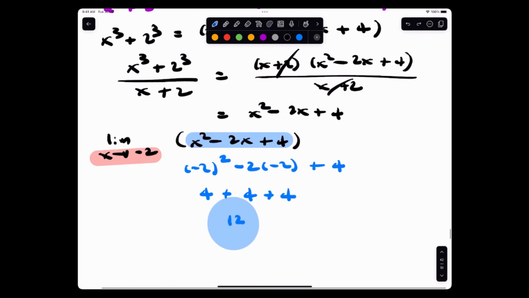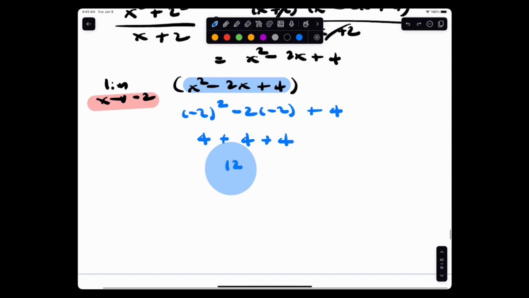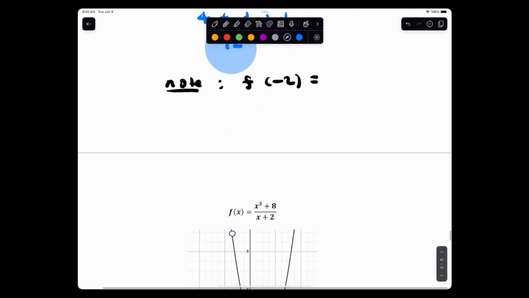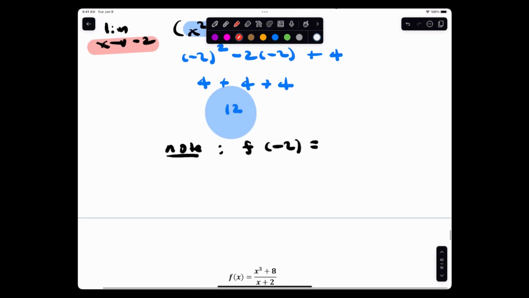Anyway, I'll double check that, but there you go. You're going to have a hole there. So I also want to remind you guys of this. Let's note something here. What is f of negative 2 here? If you try to plug in negative 2, because you have a what here? A hole. What does that even mean? It's undefined at negative 2. Is that right? All right.